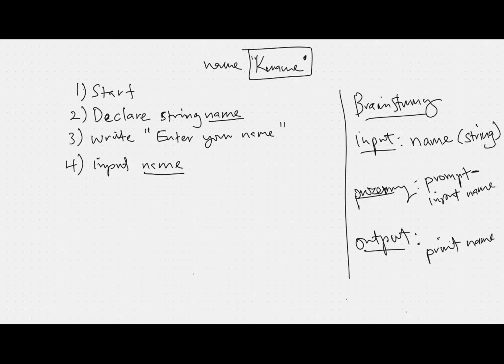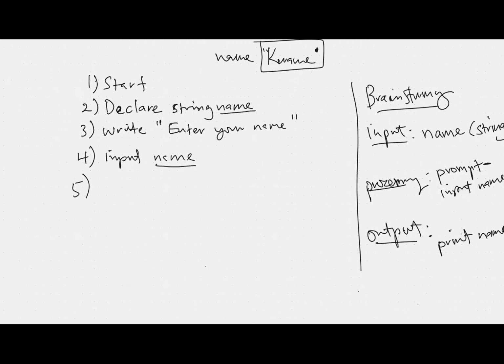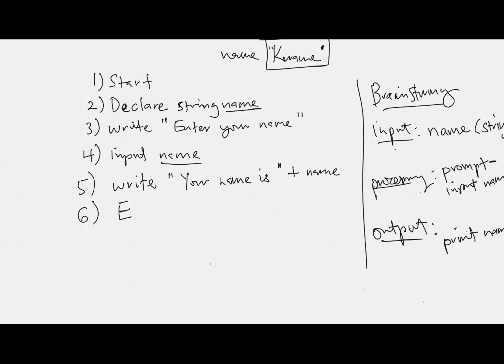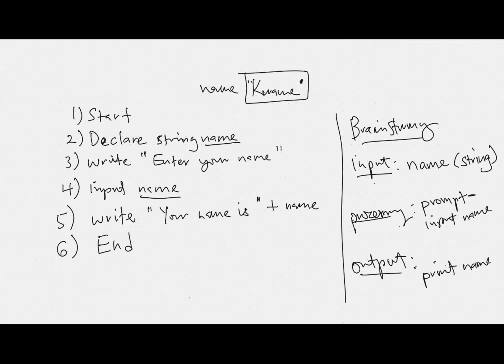Then number 5, after doing the input, we go and do the processing, and then the output. So the output is: write your name is, then we concatenate it with the variable name. And then number 6, finally, we do end. So these are very simple steps of how to create a variable called name, ask the user for the name, input the name, and then write your name.